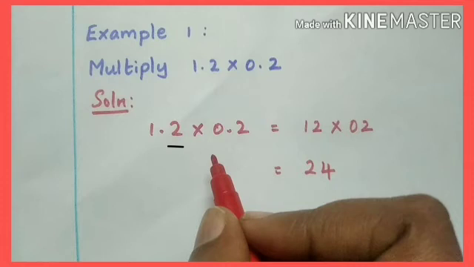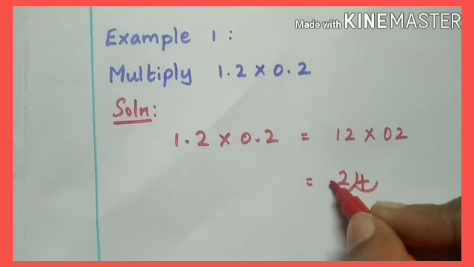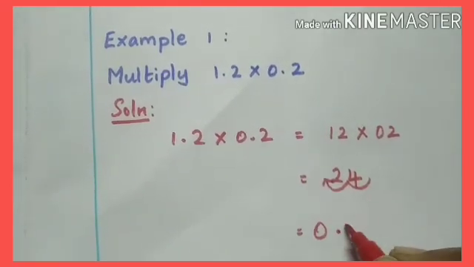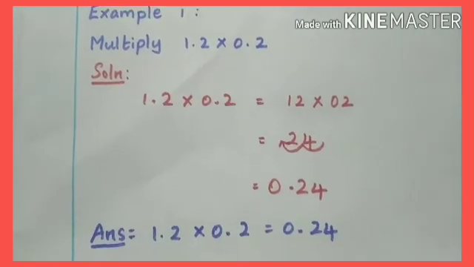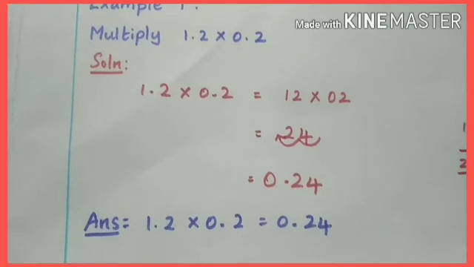Look at the first number. It has one decimal place after the decimal point. The second number also has one decimal place after the decimal point. So totally we have two decimal places. So the decimal point moves from the right to two decimal places. That is 0.24. Now we get the answer as 1.2 into 0.2 is equal to 0.24.